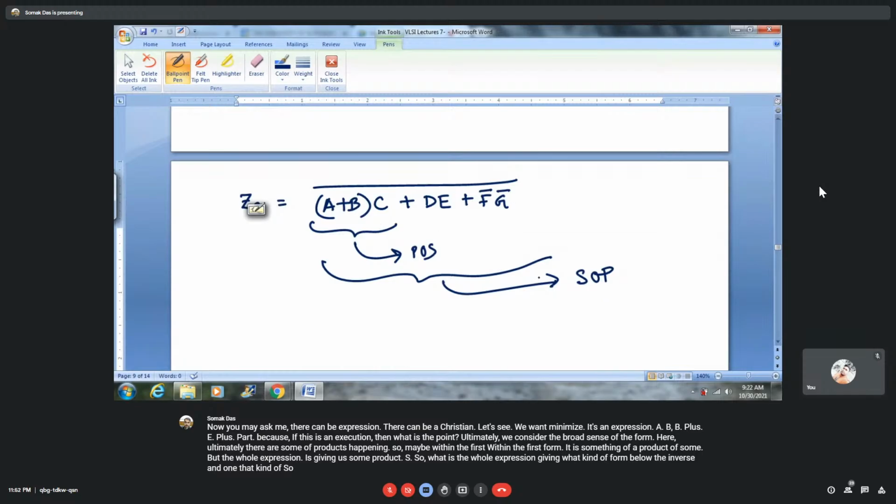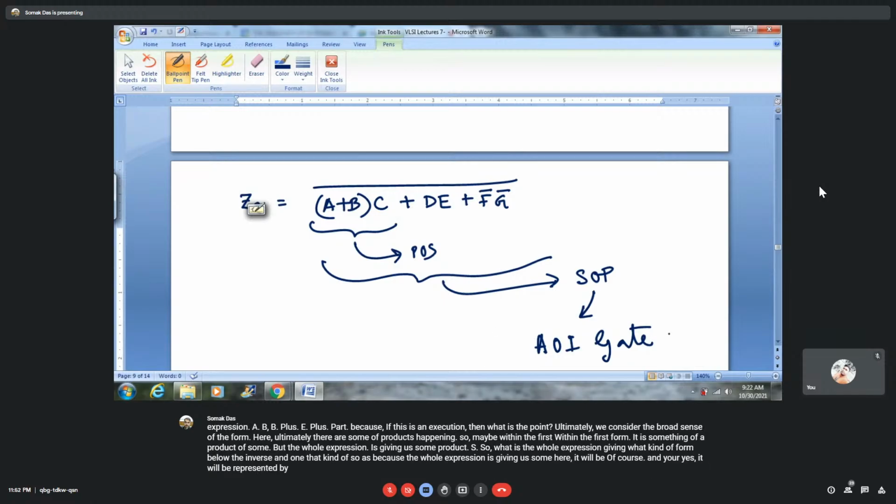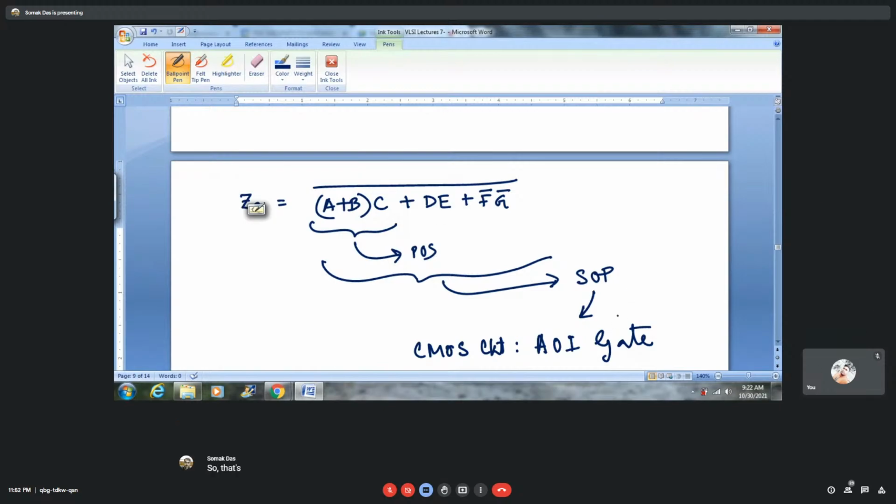Because the whole expression is giving a sum of product form, it will of course be an AND or invert gate. Here it will be represented by an AND or invert gate CMOS circuit. So the CMOS circuit realizing this expression must be an AND or invert. Am I clear? Students, is it clear? Yes? Any confusion? Tell me.